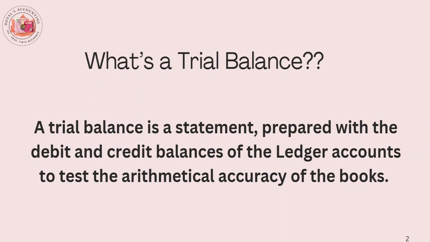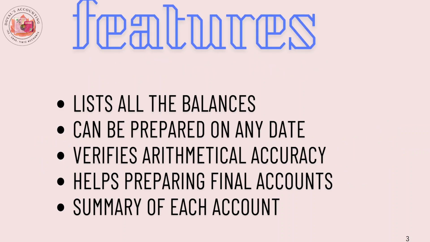Now, why is this done? This is done so that we can check the arithmetical accuracy of the books. Remember, accounts uses double entry system of bookkeeping. Double entry, that means two times. So, your debits need to be equal to your credits, and the trial balance checks that your debit and credit balances are equaling. Now let's see what are the characteristics.